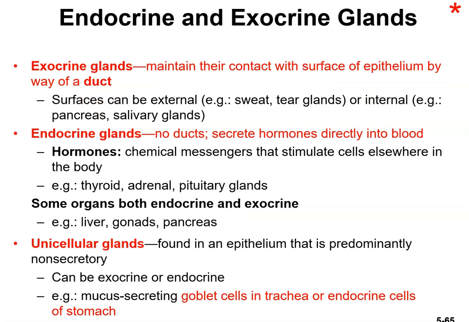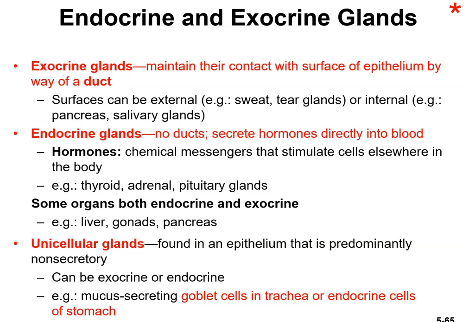When we classify glands, we use different criteria. The first criterion is to see if the gland has a duct. If the gland has a duct, it maintains its contact with the surface of the epithelium by way of the duct. This type of gland is called an exocrine gland. On the other side, there is a type of gland that does not have ducts. Those are called endocrine glands. Those glands secrete hormones, and the hormones are directly diffused or transported into the blood.